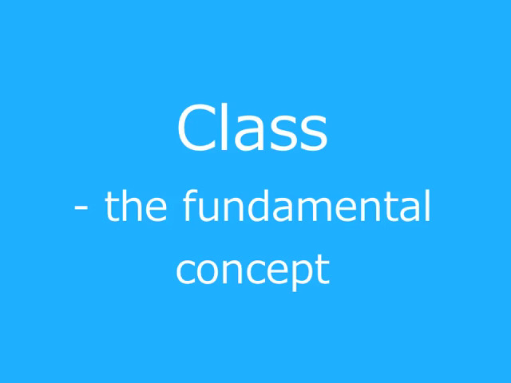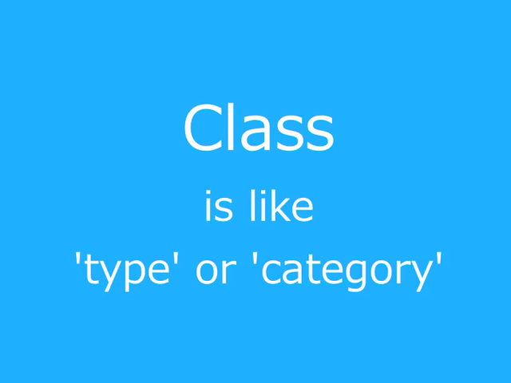Class is actually a concept that you will already be familiar with from everyday life, which will make it relatively easy to understand in the context of object orientation. However, we typically use other words than class in everyday speech when referring to this concept. Words such as type and category.